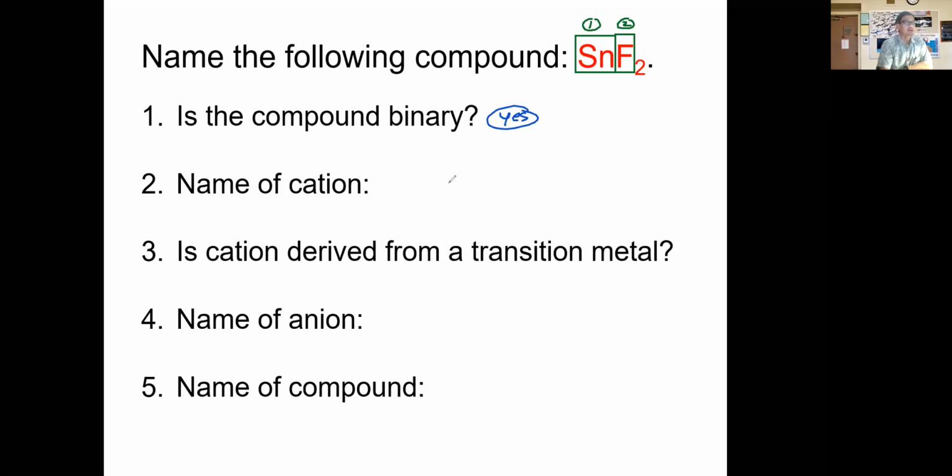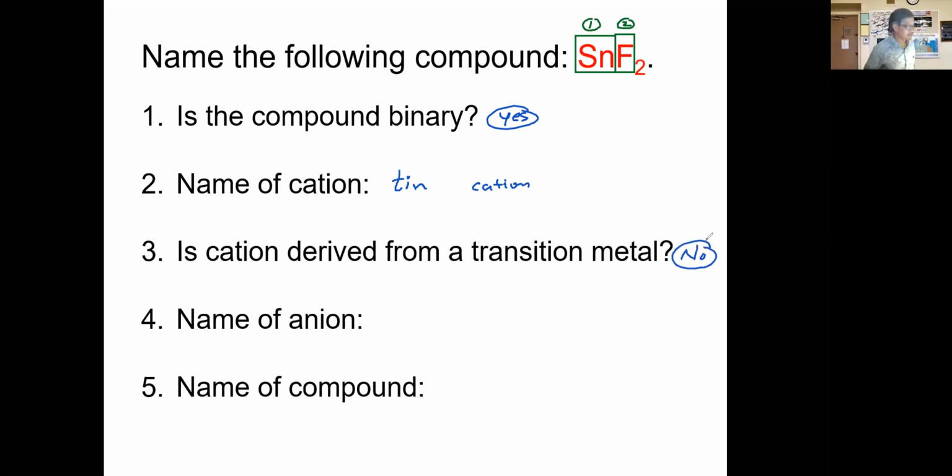All right, so let's go ahead. The name of the cation: Sn is the symbol for tin, so this is the tin cation. Now, this is where you want to be careful. Is this cation a transition metal? No, the cation here is not a transition metal.